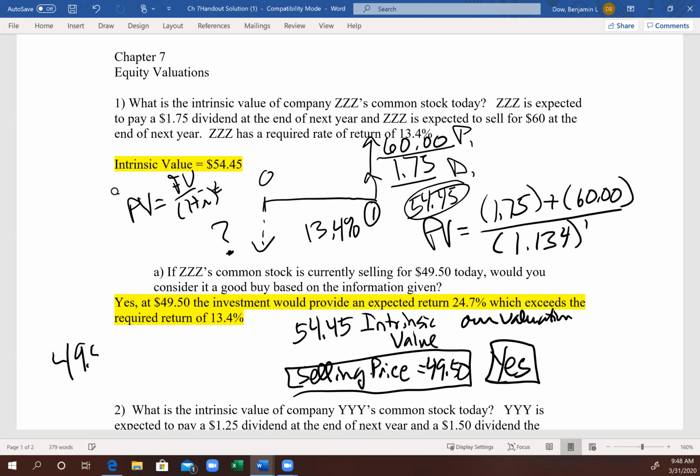And you can also go back and double check to see that if you were to buy it at $49.50, then you got back $1.75 in dividends plus $60, and you solve for the interest rate that makes $49.50 today worth $61.75 in the future. Apparently that interest rate is 24.7%. And you can solve for that just using your financial calculator.